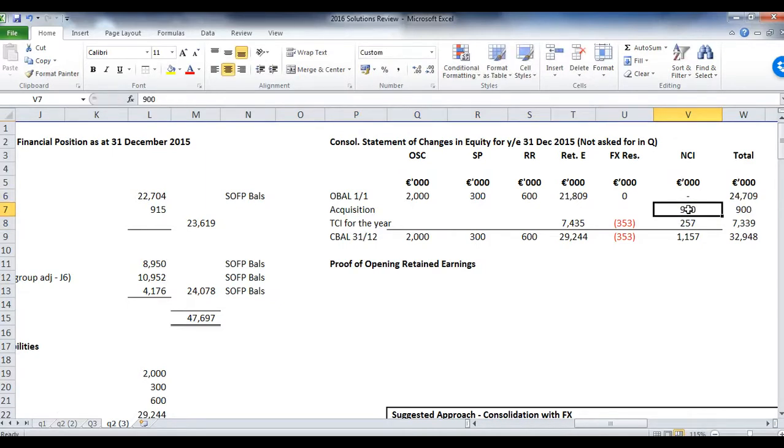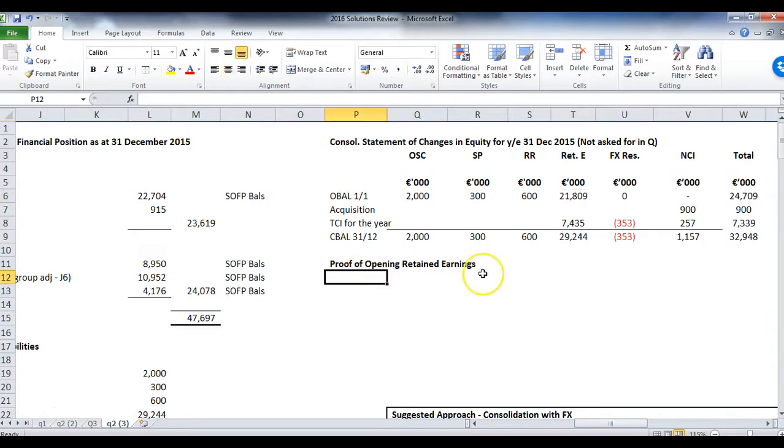Alright. So overall, the opening NCI should be nil. So for rounding errors, it's nil. We get to 1157. The opening in the FX reserve should also be nil, so you can sense check that. That makes sense. So opening plus the movements gets me to the closing. And the opening balance in retained earnings won't be nil. It says here it's 21,809.